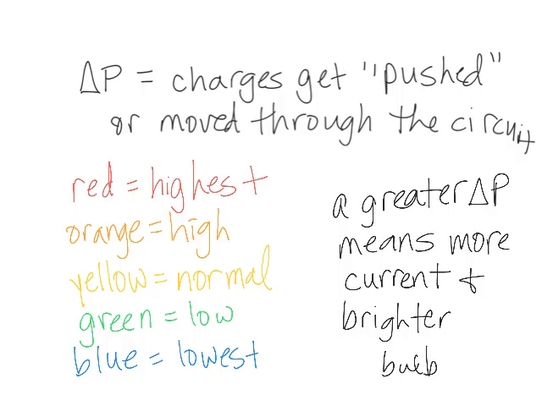So relating pressure differences to current and flow rate and bulb brightness, you need a pressure difference to have a current or a flow rate, and the greater that difference, the more there is and the brighter the bulb. Okay. So I just summarized like 3 pages for you.